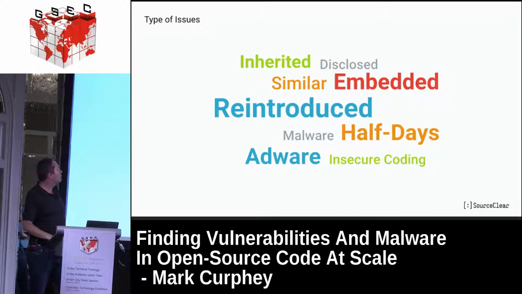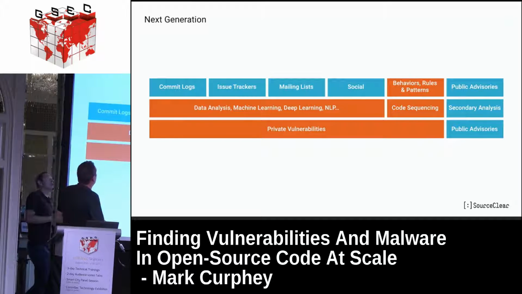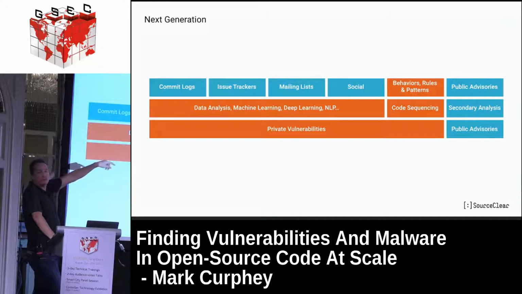Like, a pretty significant problem. What we're calling half days are these vulnerabilities that are not disclosed, but if you know where to go look, you know where they are. They're buried in commit logs, buried in issue tracking systems, etc. And there's a whole set of these things. So this next generation of finding these vulnerabilities is basically going to be focused on behaviors, rules, and patterns.